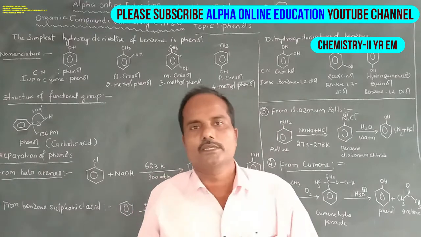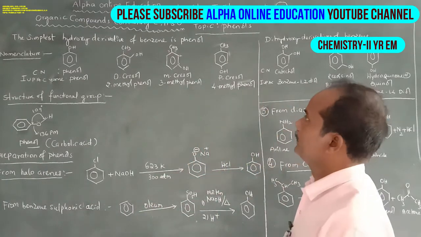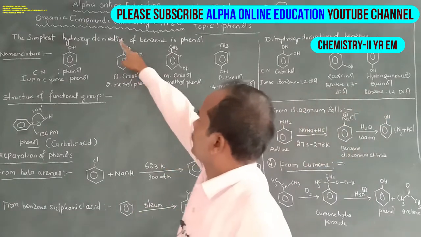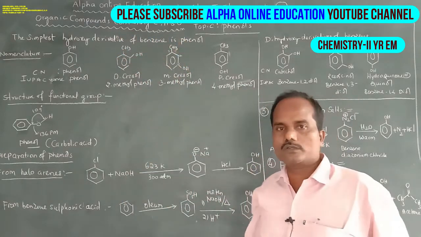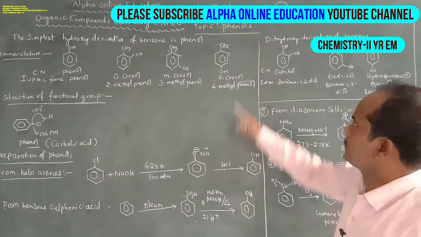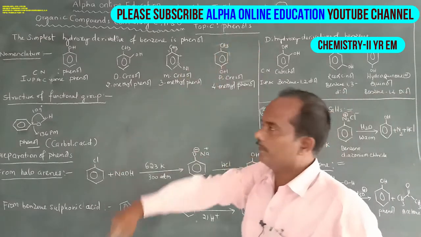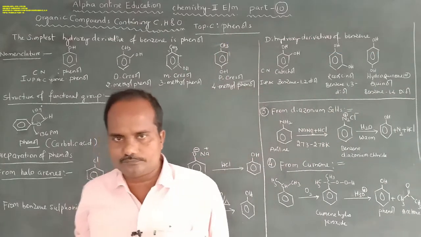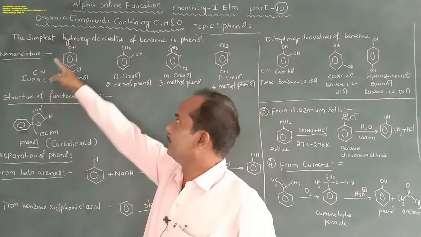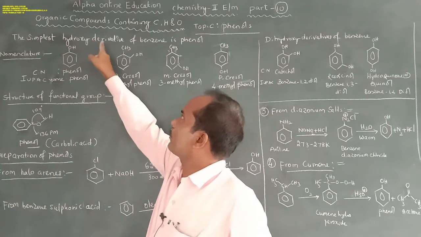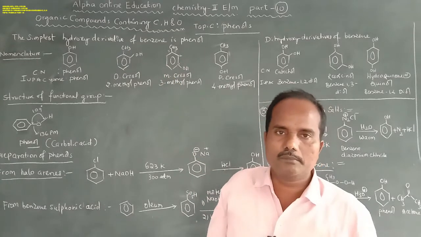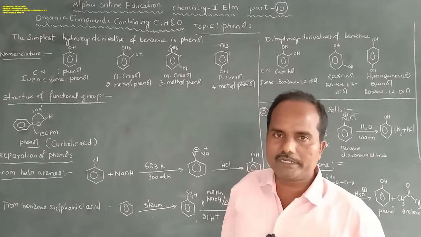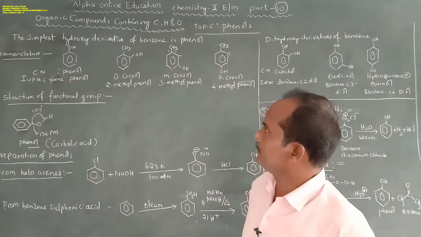Good morning. Chemistry, second year, English medium. The unit is organic compounds containing carbon, hydrogen and oxygen. The topic is phenols. Here is a phenol. The simplest hydroxy derivative of benzene is phenol.